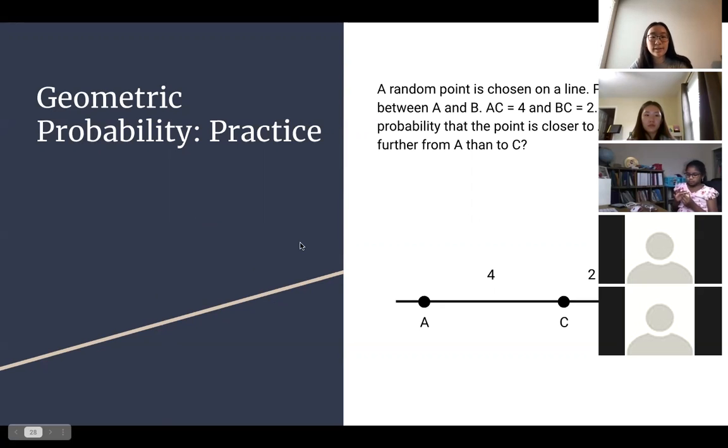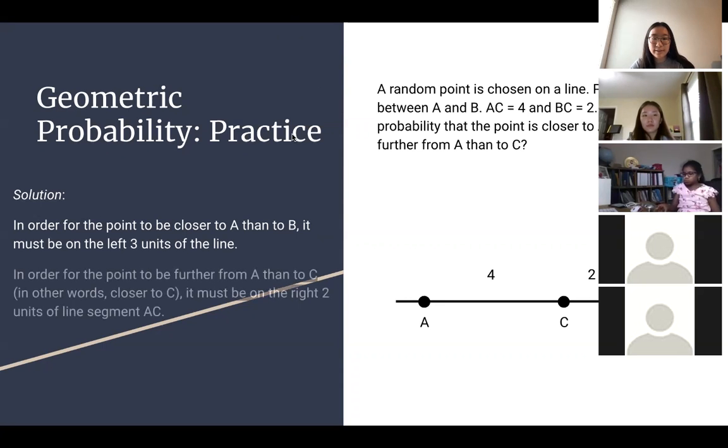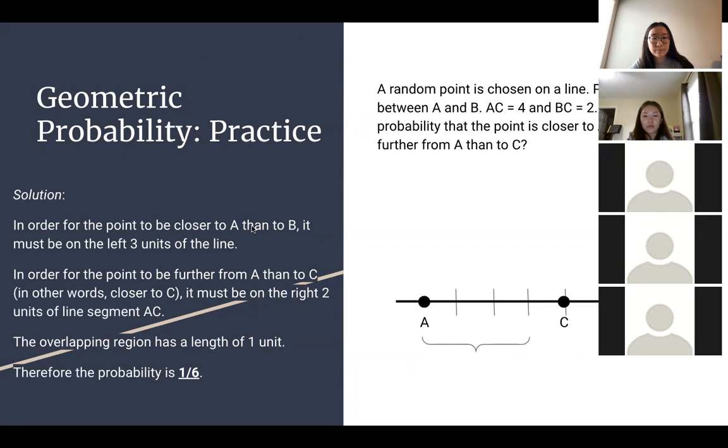Okay, so let's go ahead and look over how to solve this. So for the point to be closer to A than to B, it has to be in the left 3 units of the line. So I'm just going to show everything and then have this up. That bracket right there shows where it has to be closer to A than to B. And then for the point to be further from A than to C, it has to be on the right 2 segments.